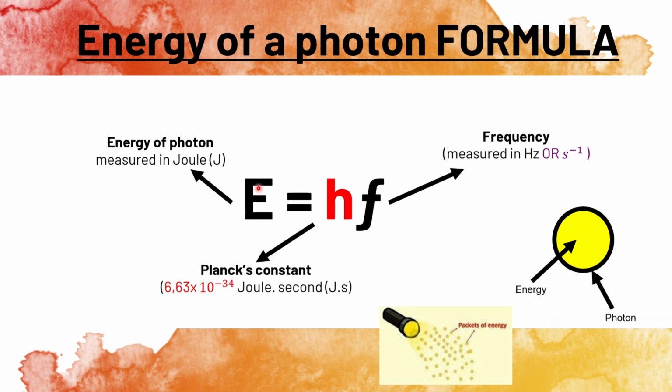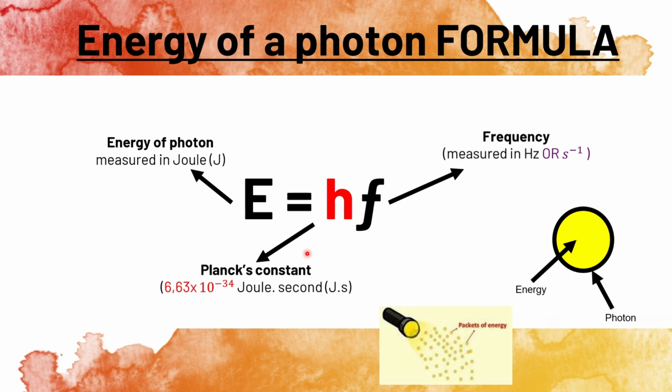You use capital E, which is the energy of the photon, always measured in joule, is equal to h, which is Planck's constant, which is a constant once again, always 6,63 times 10 to the power of negative 34 joules per second, and then times the frequency, which is measured in hertz. So once again, if you read calculate the energy of a photon, this is the only formula you can use.